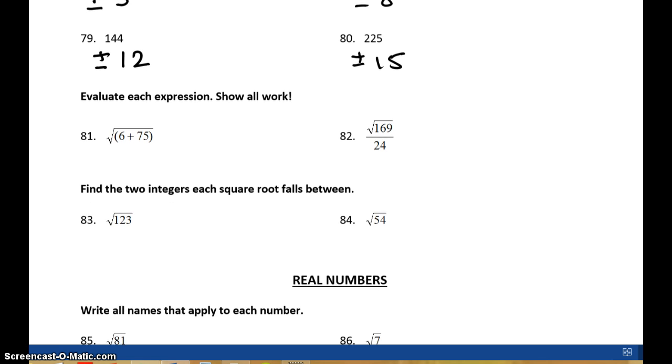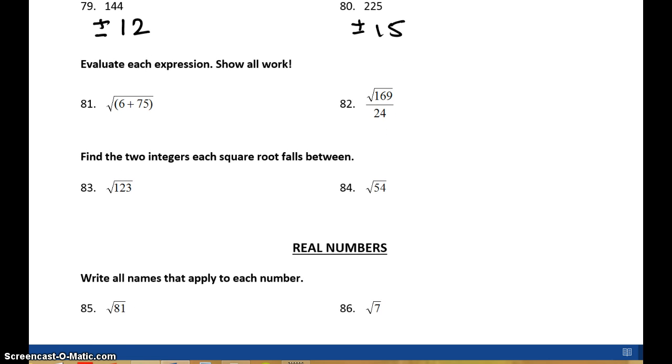For 81 and 82, it says evaluate each expression and show all work. So remember, when we're talking about evaluating expressions, we only use positive roots. So only use the positive roots when we're talking about evaluating expressions. So what we're going to do first is evaluate what's in the parentheses first. We're still following the order of PEMDAS here. Remember that square roots are technically in the E right there.